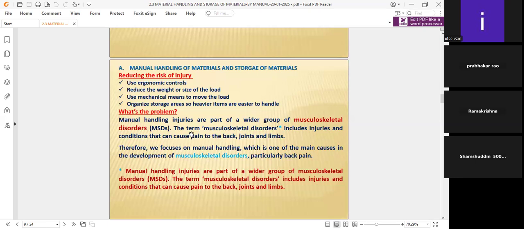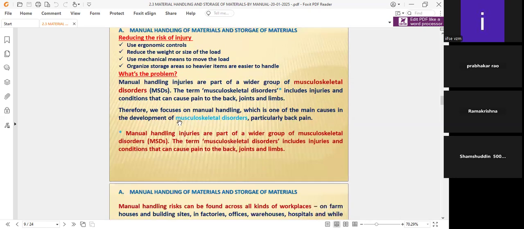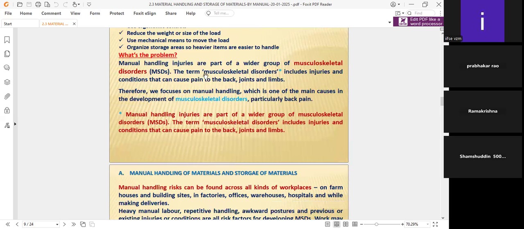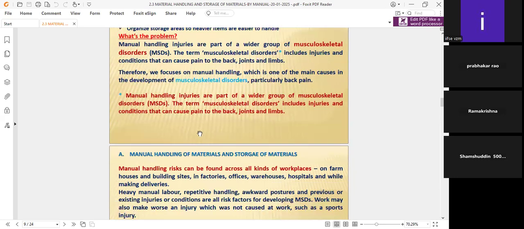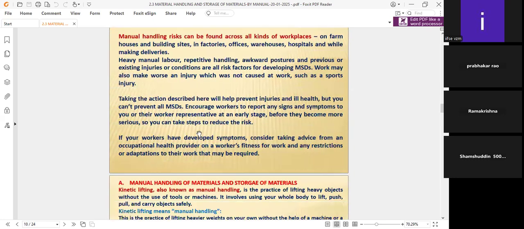We have to expose the employees to this during the training. In musculoskeletal disorders, particularly back pain, manual handling injuries are part of a wide group of musculoskeletal disorders. The term includes injuries and conditions that can cause pain to the back, joints and limbs. That's what we call MSDs. We have to see that employees are exposed to these during the training given to them on manual handling.